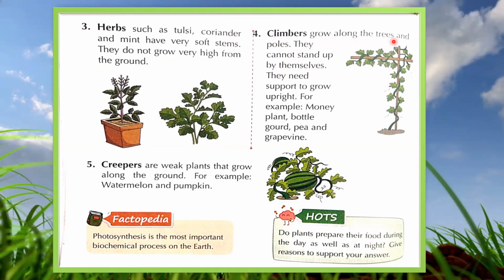Next is climbers. Climbers grow along the trees and poles. They cannot stand up by themselves. They need support to grow upright. For example, money plant, bottle gourd, pea, and grapevine.